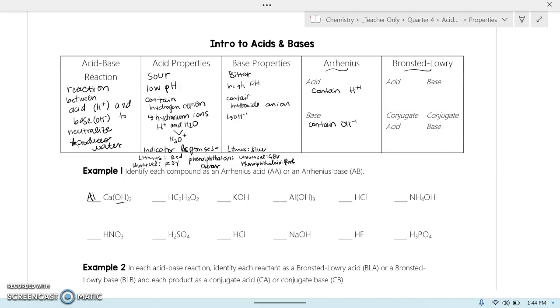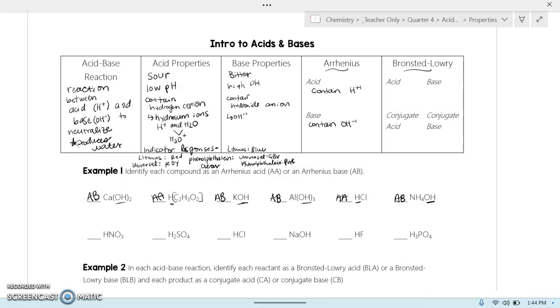The next one we have H, and then here's the anion, that's acetate. So this looks like it is an acid because it has H. We got OH again, that's an Arrhenius base. OH, base, H, acid, OH, base. You do the rest, you get the idea. It's pretty straightforward. If it has H as the cation, it's an acid, and if it has OH as an anion, it's a base, according to the Arrhenius definition.